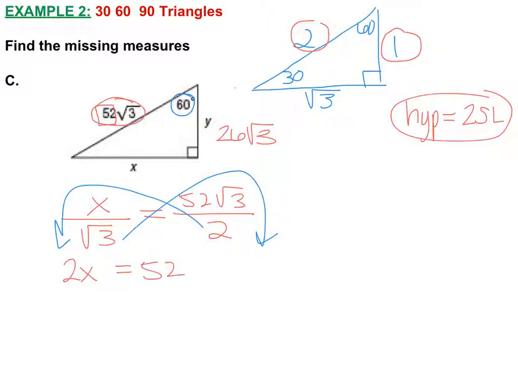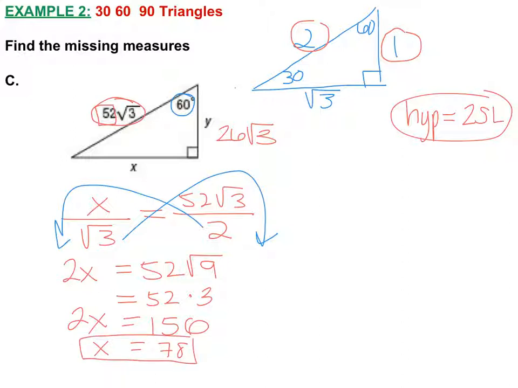And we're just going to take a shortcut and say, well, the square root of 3 times the square root of 3 is the square root of 9, because I can multiply the 3's together. 9's a perfect square. So now I have 52 times 3, which ends up being 156, and then 2x. And then I'm just going to solve for x by dividing by 2, and x is equal to 78. So y is equal to 26 square root of 3, and x is equal to 78.